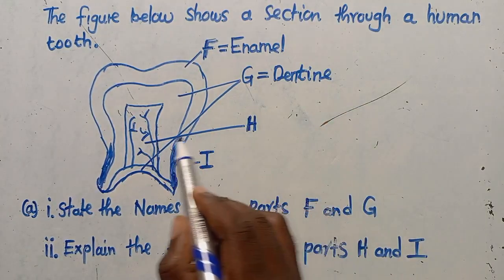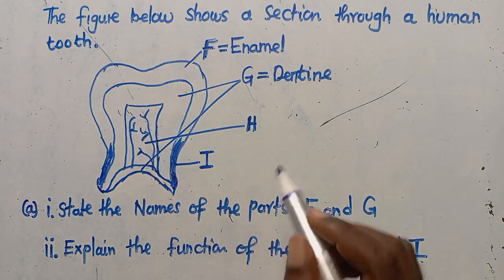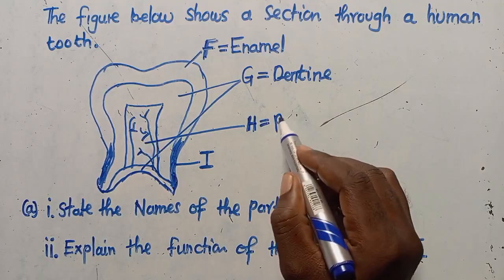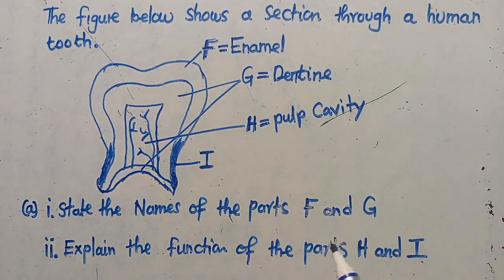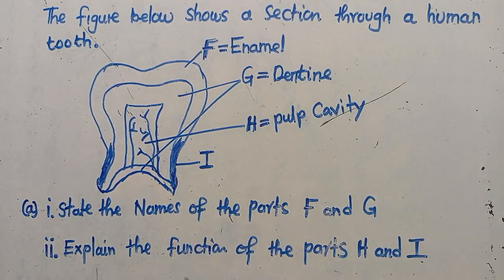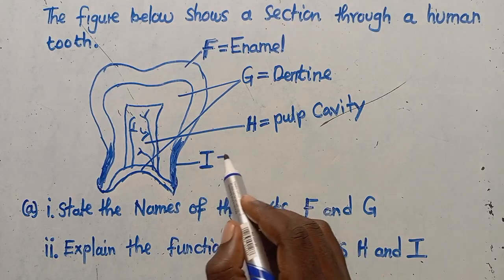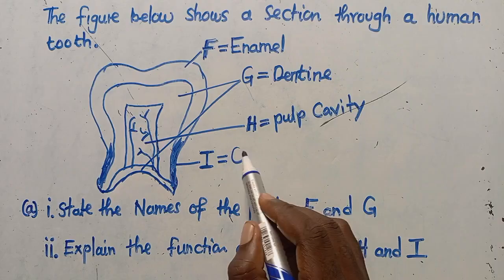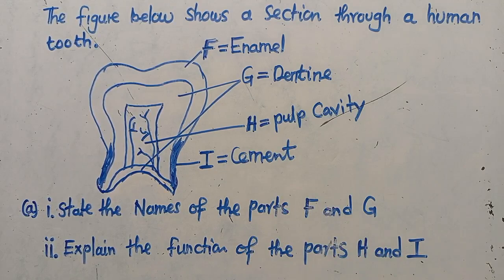Then, have you seen where H is pointing? We've got these two more things that are more like nerves. That part is called pulp cavity. Then we've got this I, this is what is joining, like when we put another tooth here. This part is what is called the cement. So these are certain parts that you are supposed to know. Quickly, we now jump into the questions.